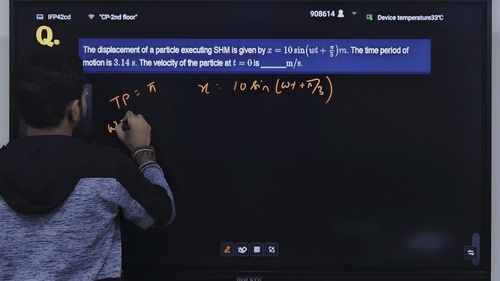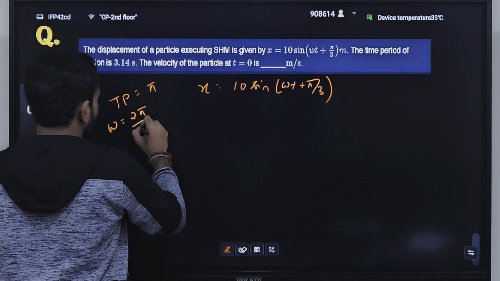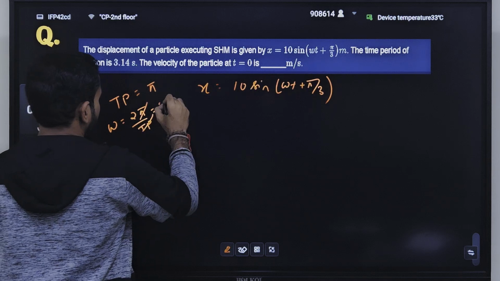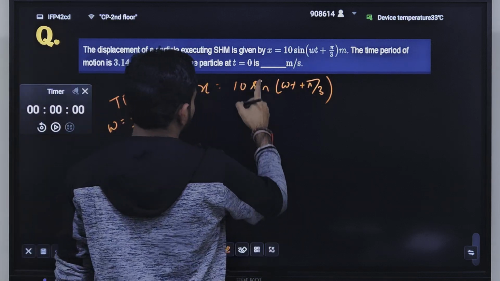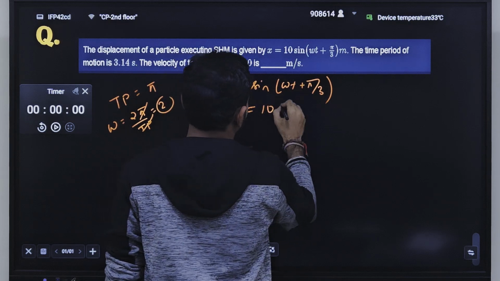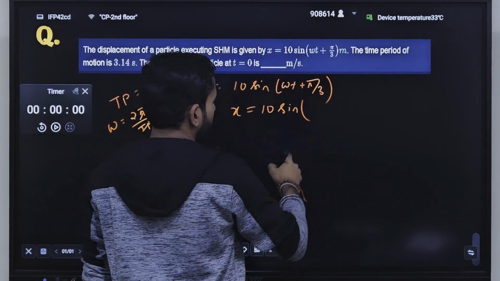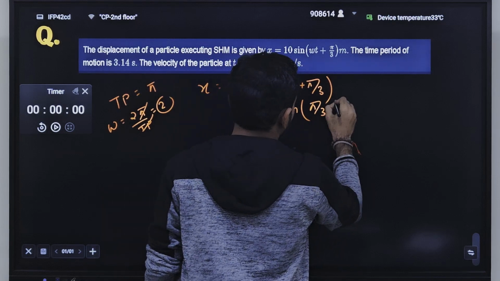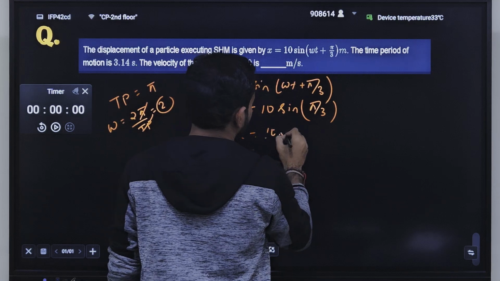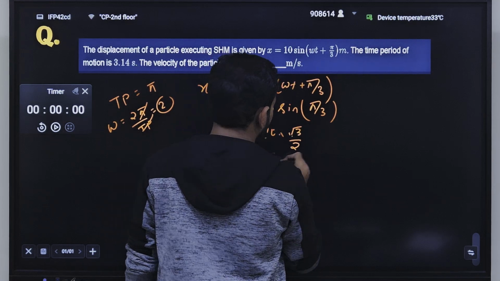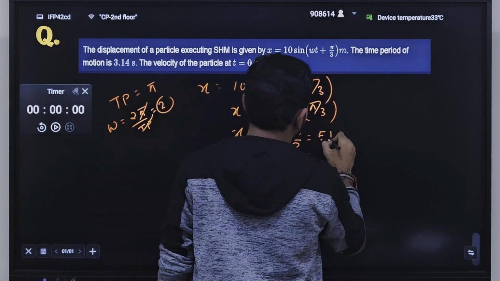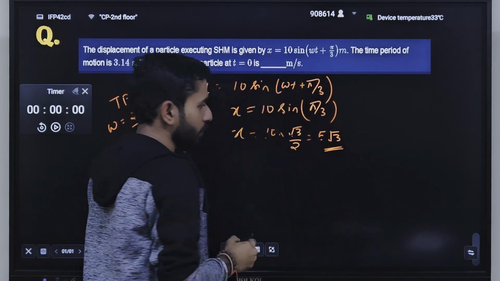If the time period is given as 5 seconds, what can you write for omega? Omega can be written as 2 pi by time period. That means the time period and this pi will get cancelled. Omega can be written as 2. Now, at t equal to 0, what is the position? We can write 10 sine of the complete omega t term will become 0. The only thing left will be pi by 3, that is 60 degrees. So the position can be written as 10 into root 3 by 2, which can also be written as 5 root 3. This is the position, correct?